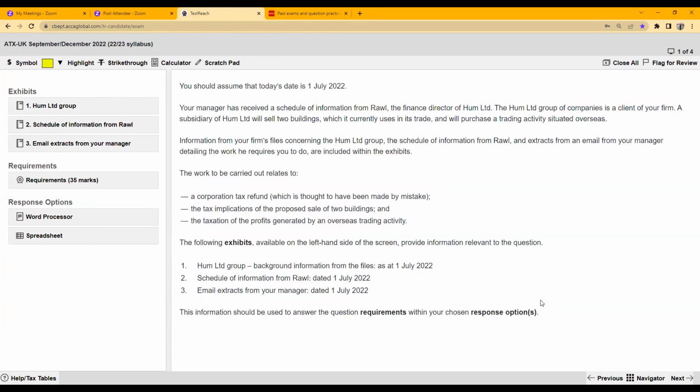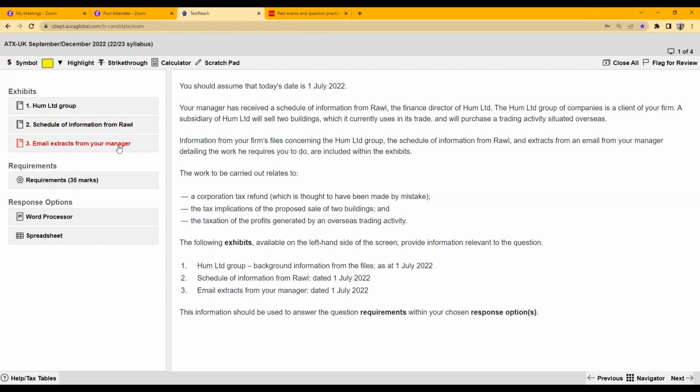The basic background of the question, then exhibits: Hum Limited Group basic information, schedule of information from Role. I don't know who Role is; we'll come to know while reading the scenario. Number 3, email extracts from your manager.